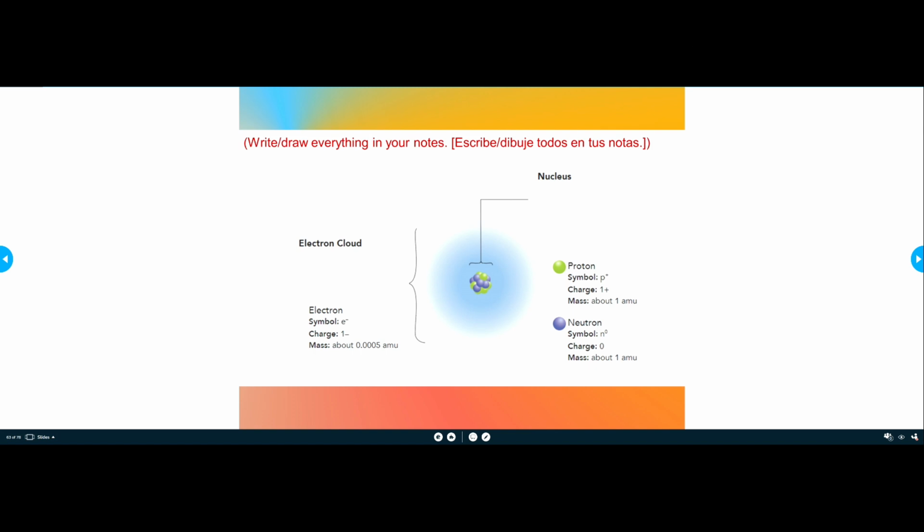Neutron. The symbol is N to the 0. Charge is 0. And the mass is similar to a proton, about 1 AMU. And electrons in the electron cloud have a symbol of E negative, charge of 1 negative, and a mass of about 0.0005 AMU.